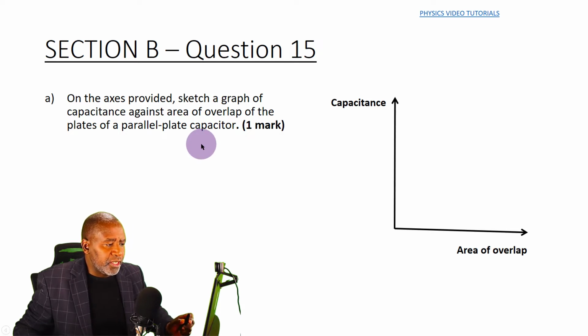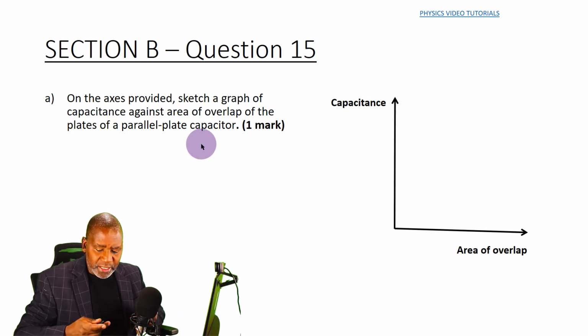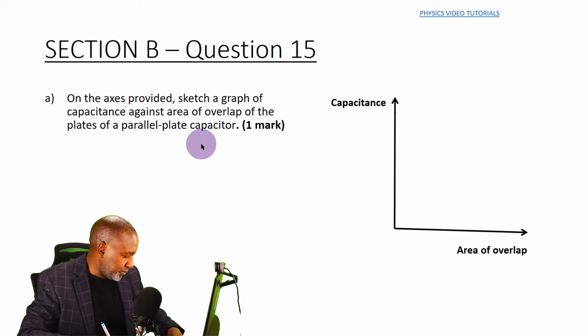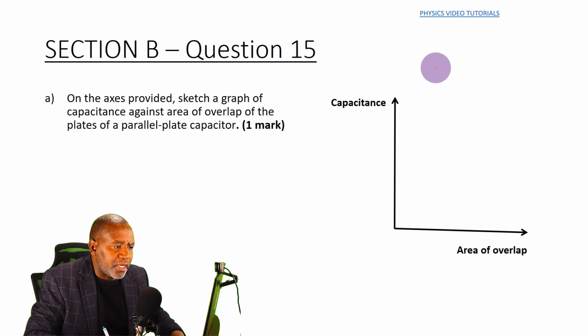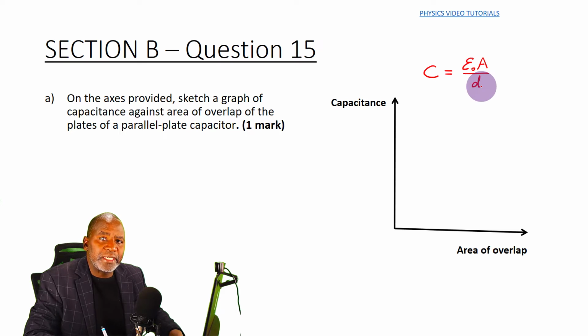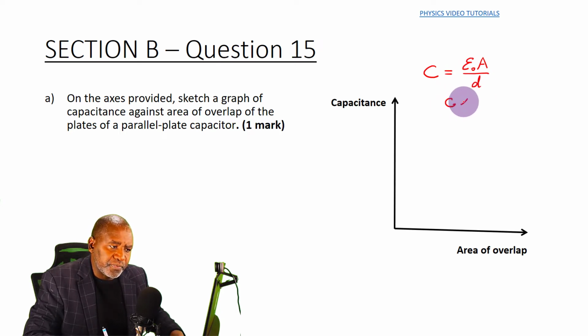And here we would like to remember that the capacitance of a parallel plate capacitor is given by the permittivity of free space, epsilon naught, times the area of overlap, divided by the separation between the plates. So you can see that the capacitance is directly proportional to the area and inversely proportional to the distance.